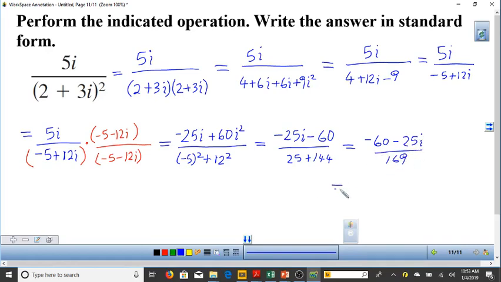In standard form, then, that would be negative 60 over 169 minus 25 over 169i. And that's our answer. It looks a little complicated, but if you do it step by step, showing all your steps, it works out much easier.